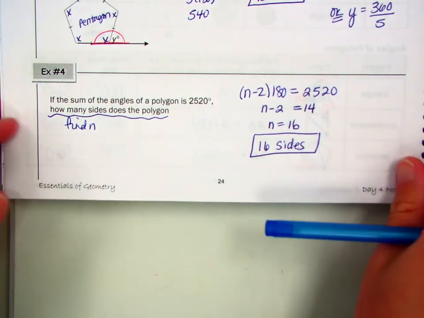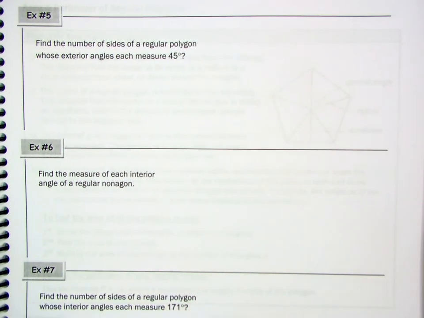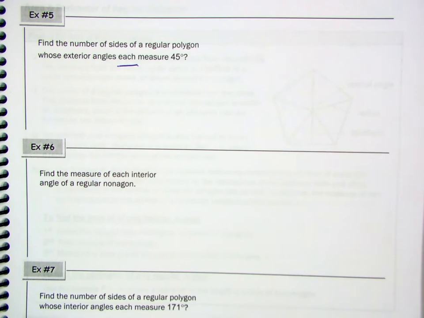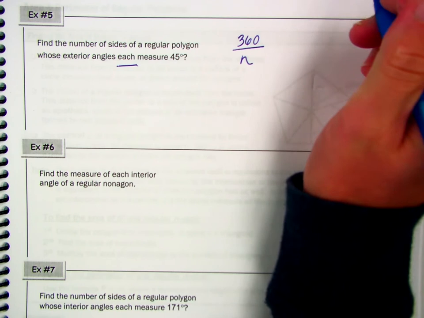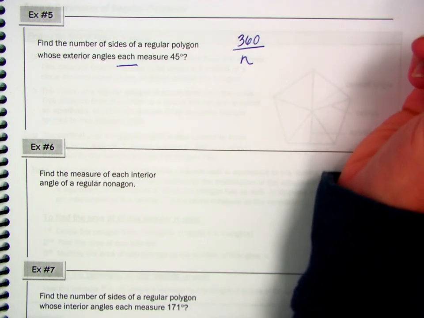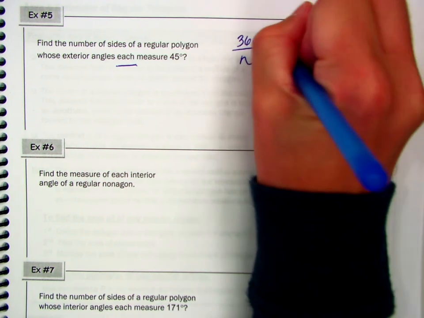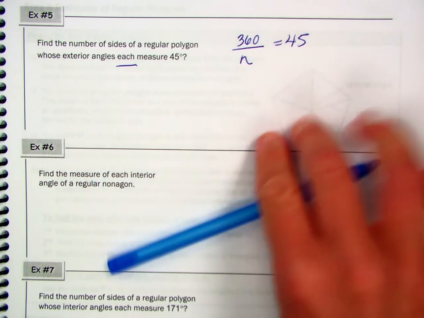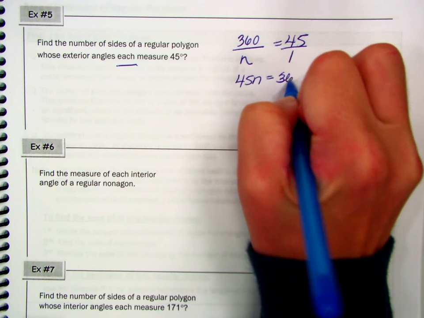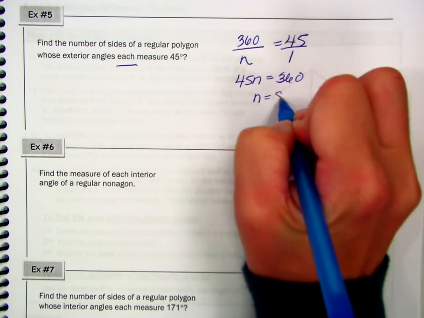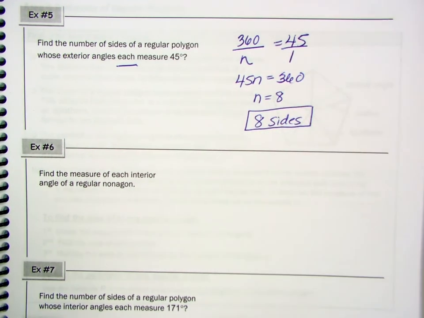All right, next and last page. Number 5 says find the number of sides of a regular polygon whose exterior angles each measure 45 degrees. Okay, so that means I took 360 divided by the number of sides it has, because the number of sides means the number of angles are also the same, that matches, and the number of interior angles matches the number of exterior angles, and we get 45 degrees. So if I solve for that by putting this over 1 and cross multiplying, we get 45n equals 360. Divide by 45 and n is 8, so we have 8 sides. Noticing I'm including units every time, which is really important.